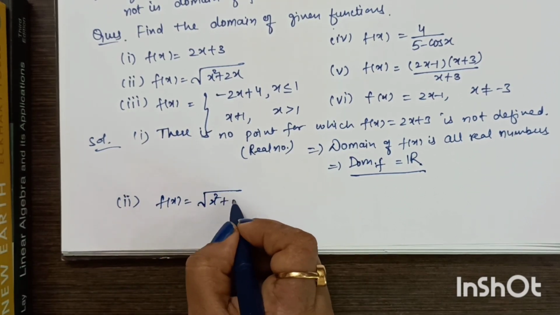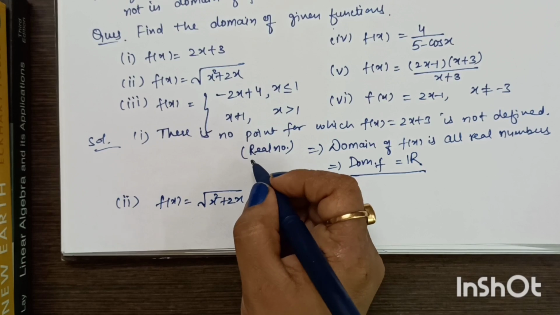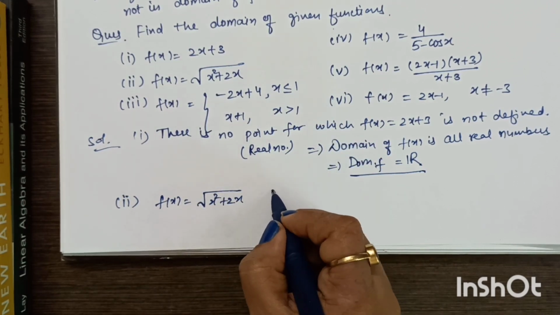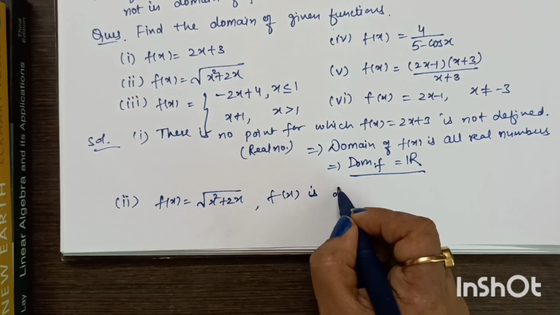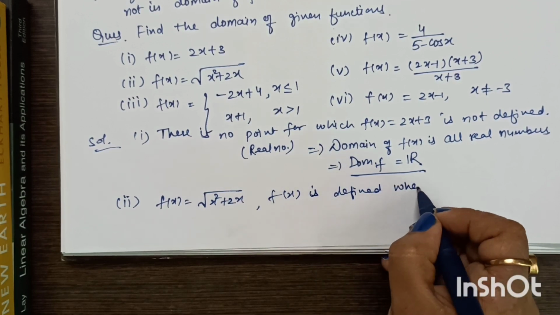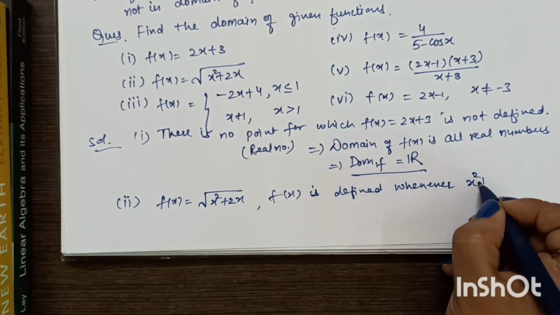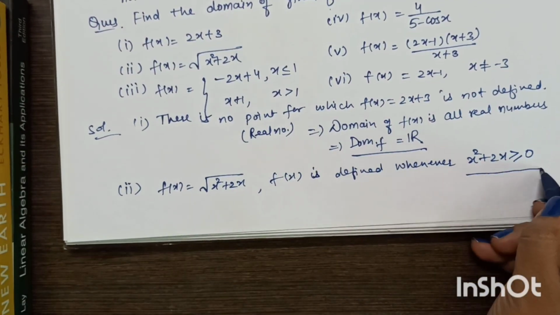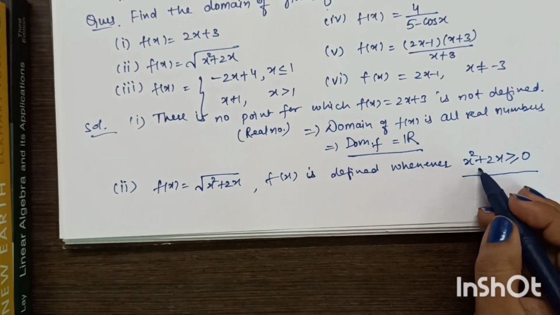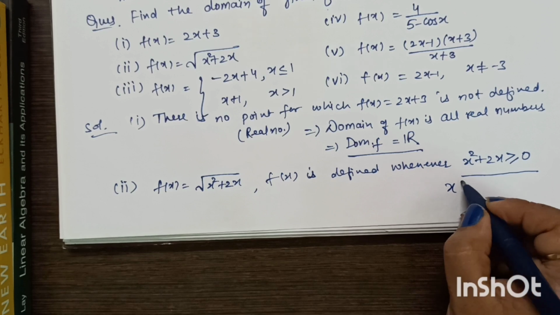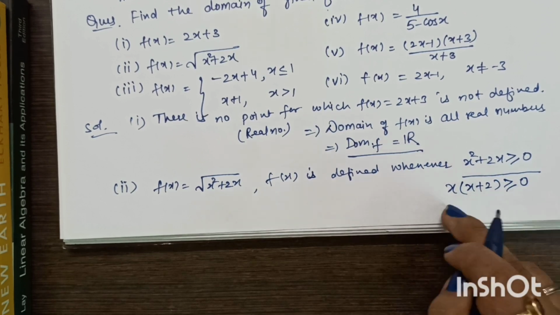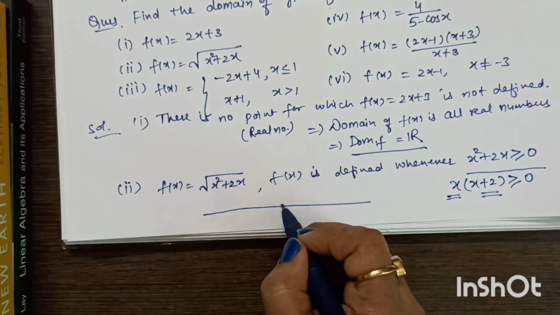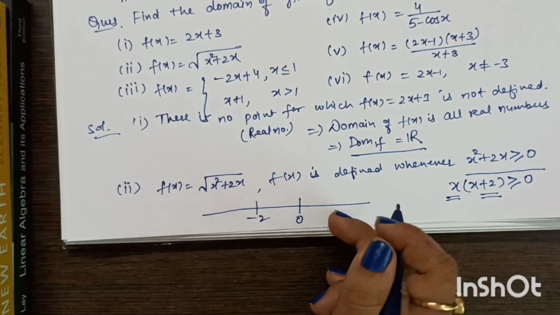Second one is a square root function, and we clearly know square root is not defined for negative values in case of real numbers. So the condition is x square plus 2x must be greater than or equal to 0 if you want the function to be defined. To solve this, we factorize. The factors are x and x plus 2, and we want the positive value. x equals 0 and x equals minus 2 are the roots. Plot them on the number line.